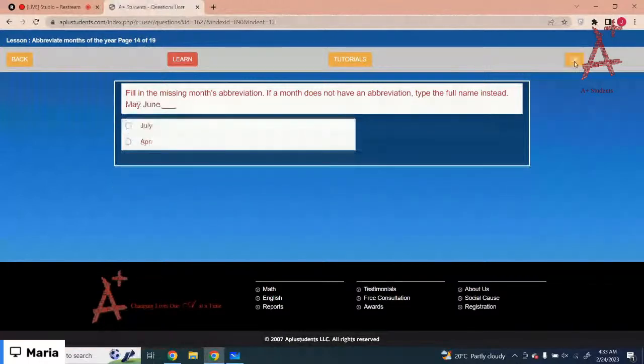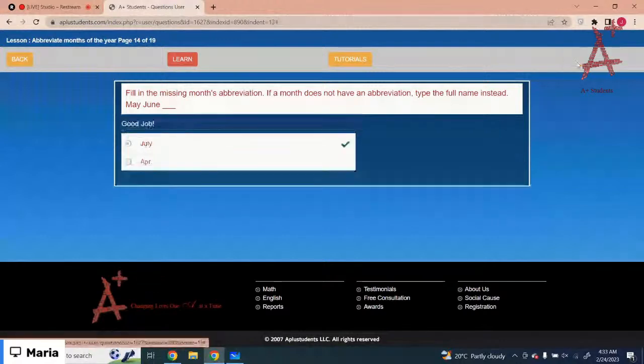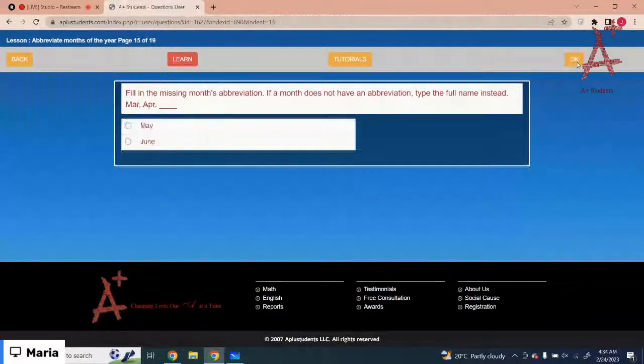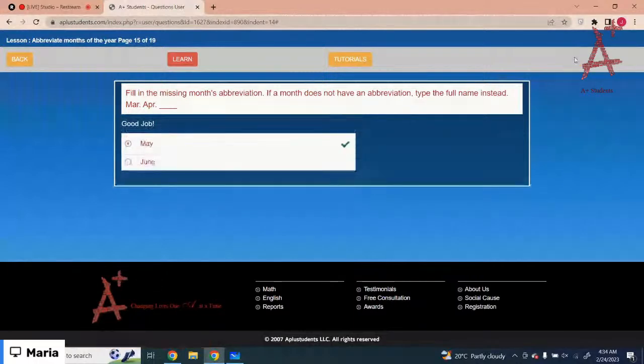The next one is May, June. Which is the month after June? Yes, that would be July. The month after June is July, and you cannot abbreviate July. Got it? Okay, March, April. Which is the month after April? After April, the month is May. Option number one. You cannot abbreviate May.